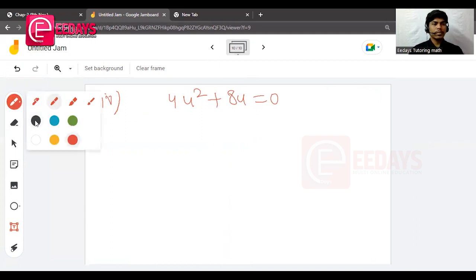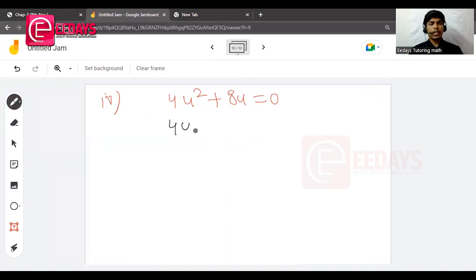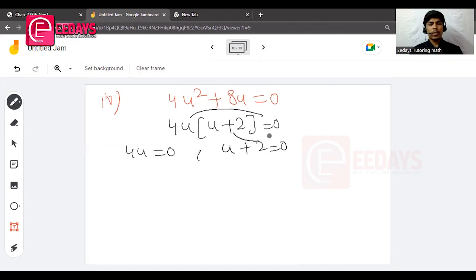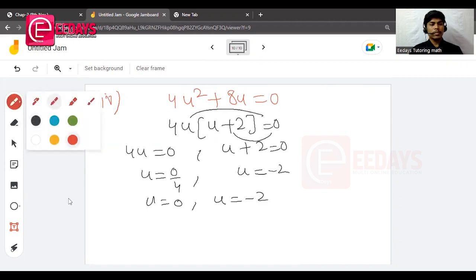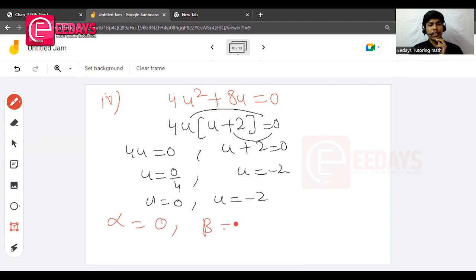Okay, do one thing. Let's take 4u as the common factor from these two. Then you are left with 4u times u plus 2 is equal to 0. Now 4u is equal to 0 and u plus 2 is equal to 0. Now u is equal to 0 by 4, which is nothing but 0, and u is equal to minus 2. Finally, we got alpha and beta. Alpha here is 0, beta here is minus 2.